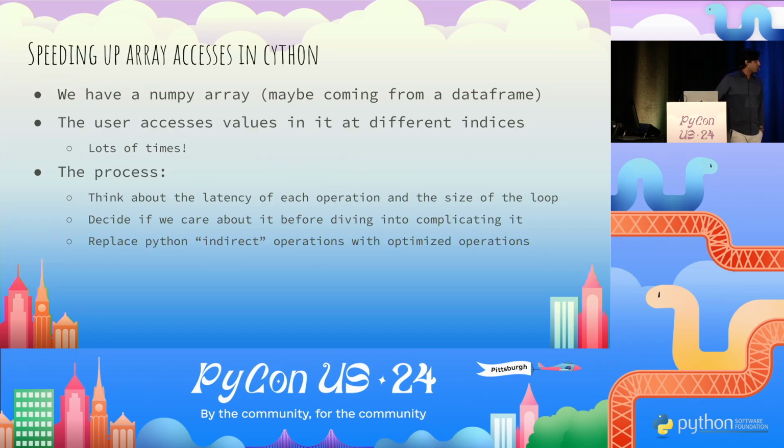The intention here is, let's say there's a NumPy array. And maybe it's coming from a data frame. And the user wants to access different values in it all the time. And we want to look at how to optimize it. We're going to look at different parts of the code. We're going to think about which part can be faster. And we're going to replace Python indirections, where Python doesn't know the type of something, with more optimized and direct operations.